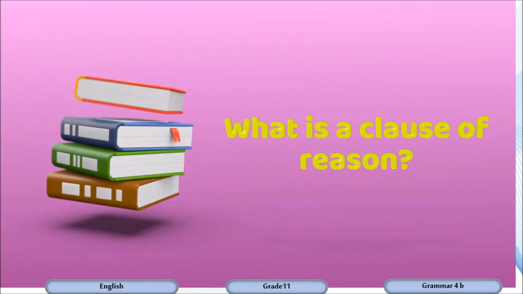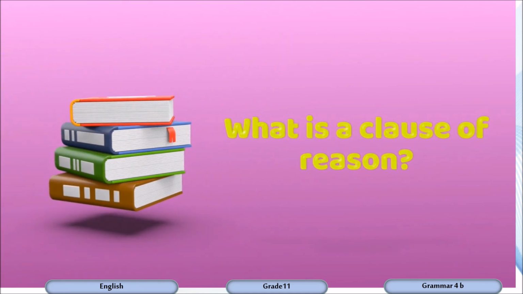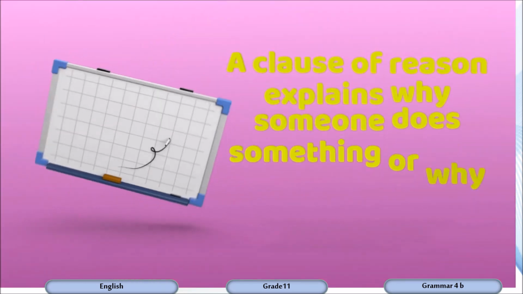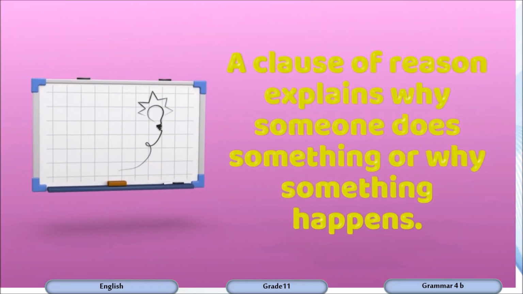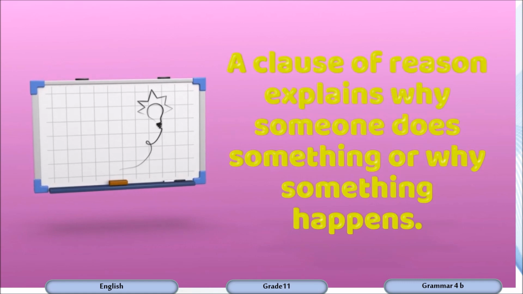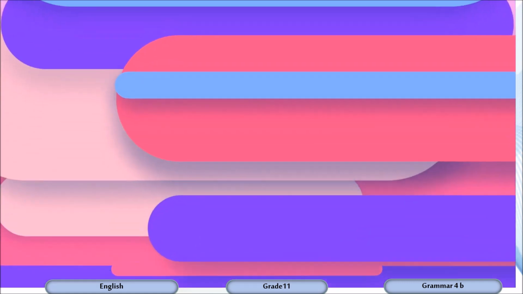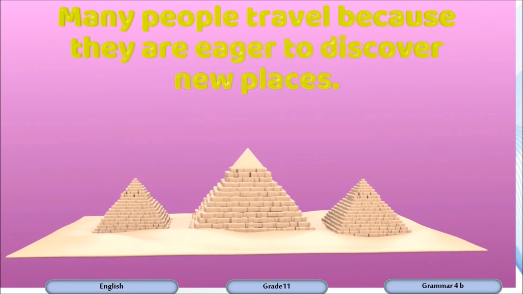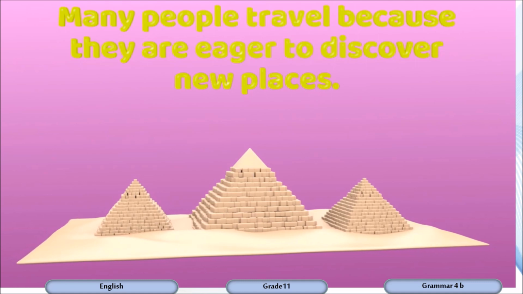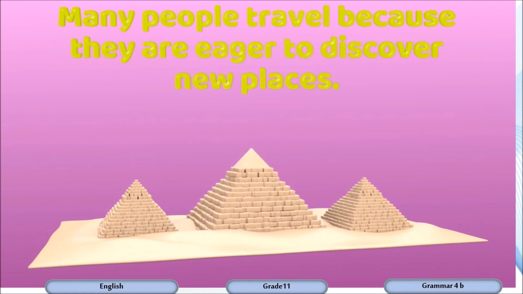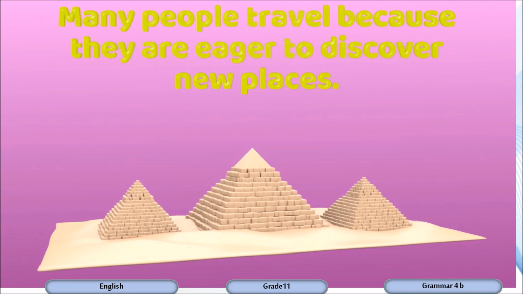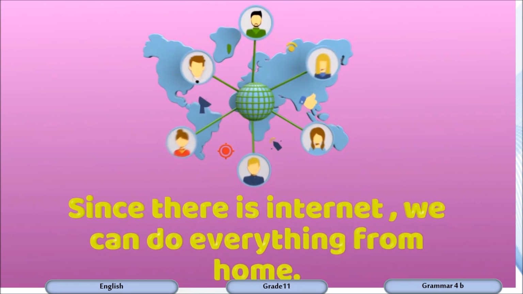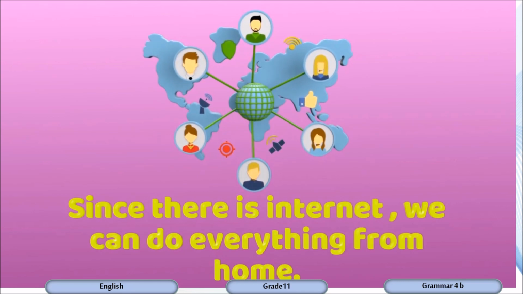So, what is a clause of reason? A clause of reason explains why someone does something or why something happens. Now let's read the example. Many people travel because they are eager to discover new places. So the clause of reason here is because they are eager to discover new places. Now let's read another example. Since there is internet, we can do everything from home.